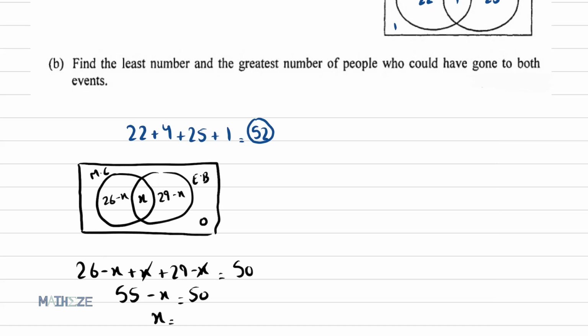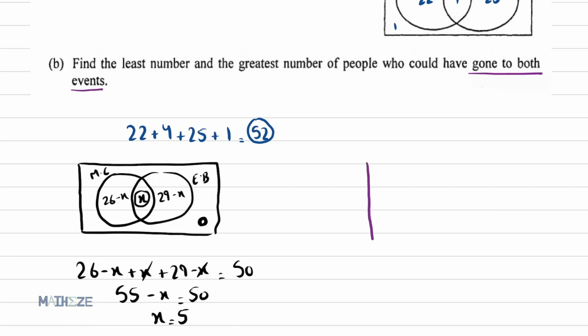X is what? 5. So the least value who could have gone to both events is 5. And the least value who could have not gone to both events is 0. This is not asked in the question, but I'm just telling so you get the concept. Now comes the greatest value of people who could have gone to both events.